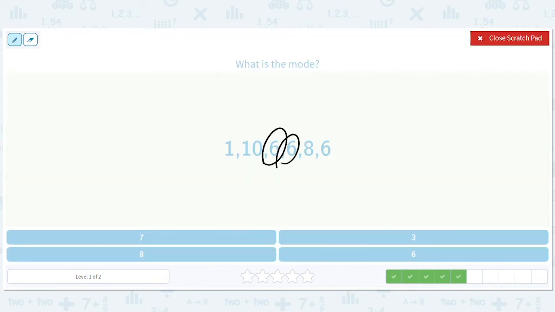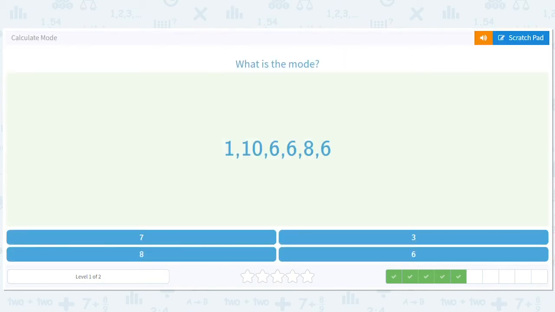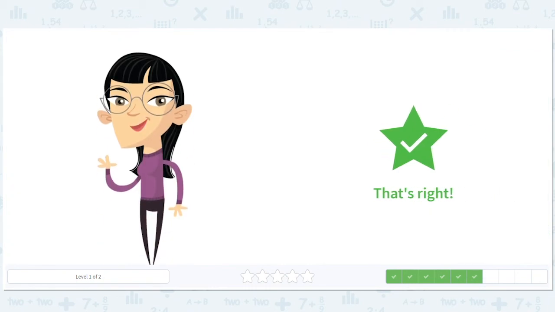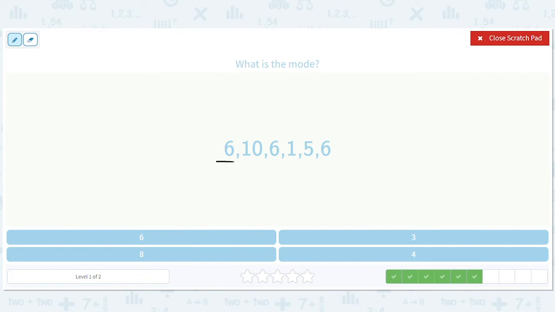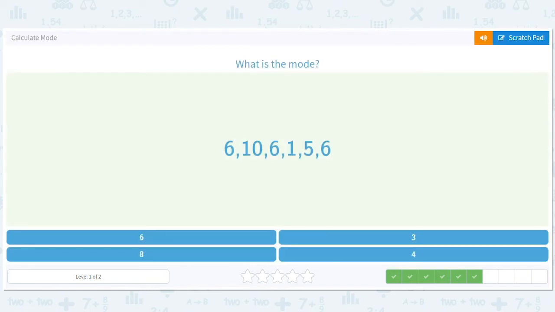6, 6, 6. You've got 3 6s, so that will be the mode. How about here again? The mode always in these problems seems to be showing up as 3, but again, that's not really what makes it the mode. It's just that it's the most occurring number. So 6 is the mode.